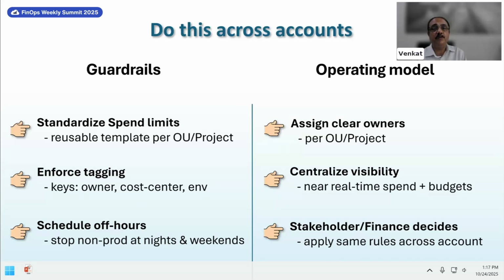Next is centralize the visibility. You need to have real-time spend and budget monitoring. If you don't know what cost is occurring, you are running blind. So you need to have real-time spend and budget visibility. Use Cost Explorer.